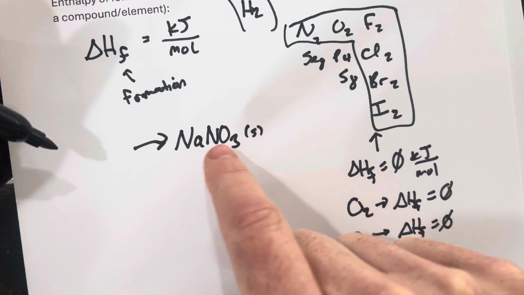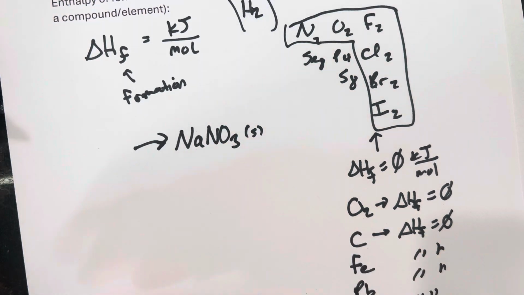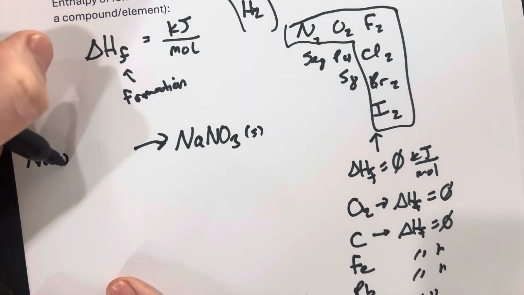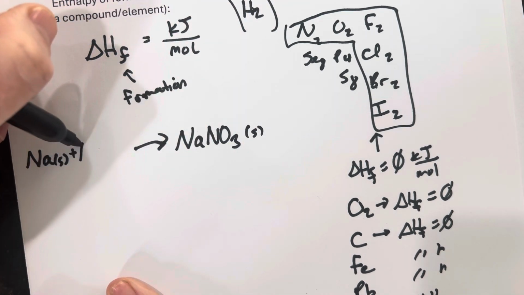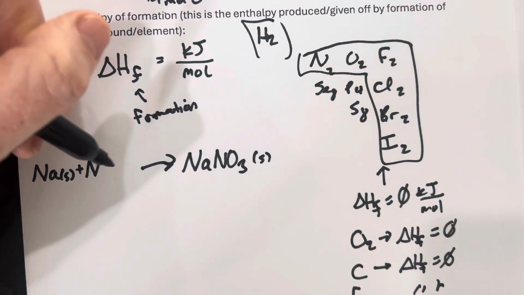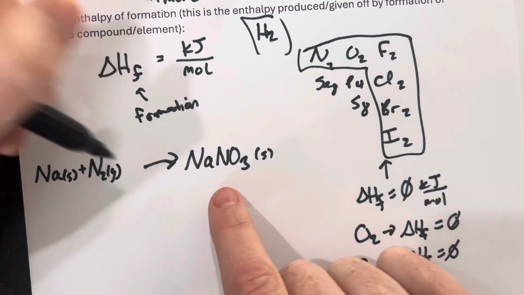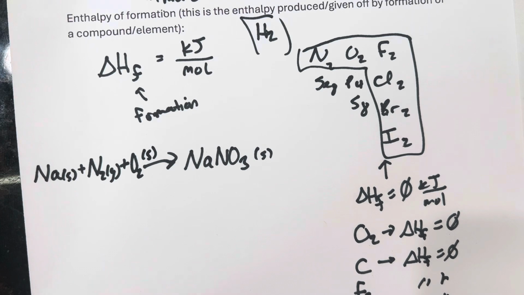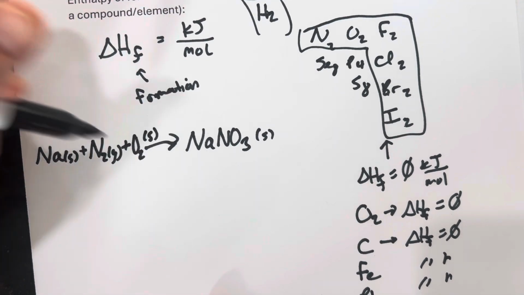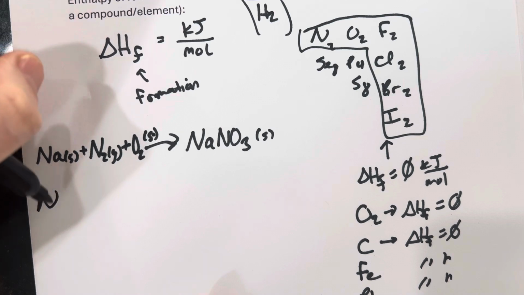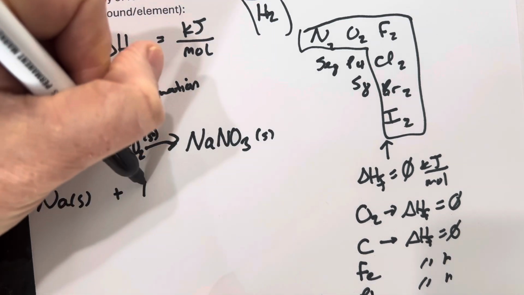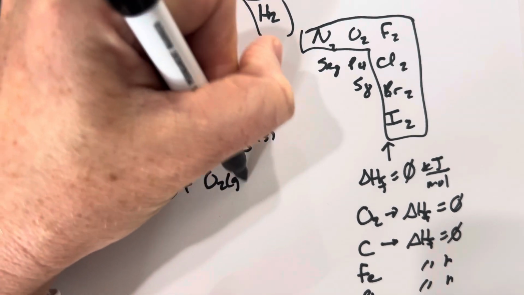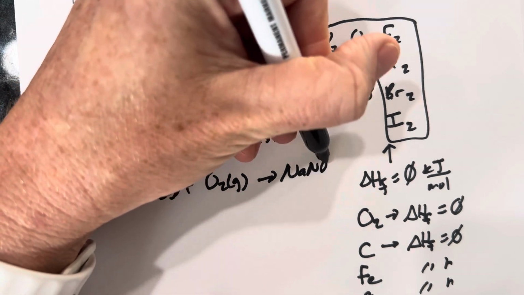So this sodium nitrate was made out of sodium, nitrogen, and oxygen, right? So we would say that we started off with sodium. Sodium's a solid. Nitrogen, which we know is diatomic, so we got to write N2, and oxygen. Okay, I'm going to write it bigger here because I won't be able to balance it very well. So I'm going to write it down here, sodium plus N2 plus O2, yielding NaNO3.